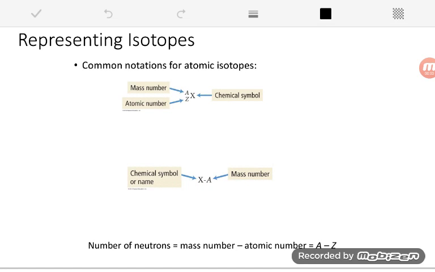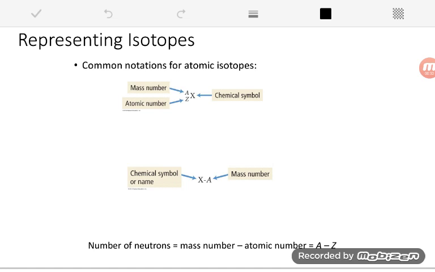Let's take a look at our notations for representing isotopes and ions. Recall, isotopes are two atoms that have the same number of protons but different numbers of neutrons, whereas ions are two atoms that have the same number of protons but a different number of electrons. Isotopes will have different mass but very similar behaviors. Two ions, because electrons are very, very small, will have very, very similar masses but will behave very differently.